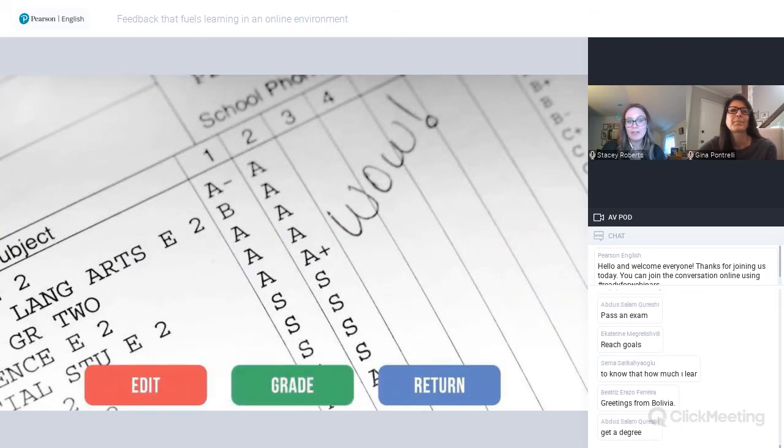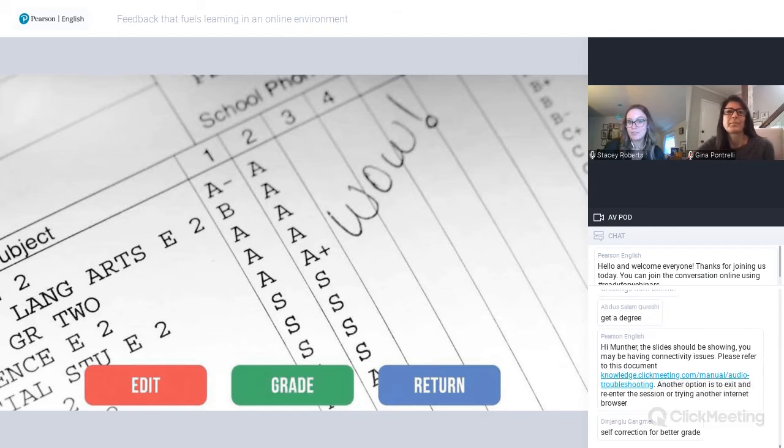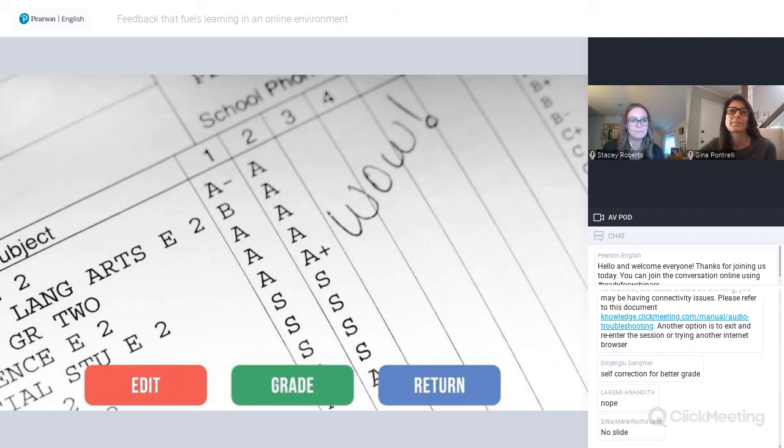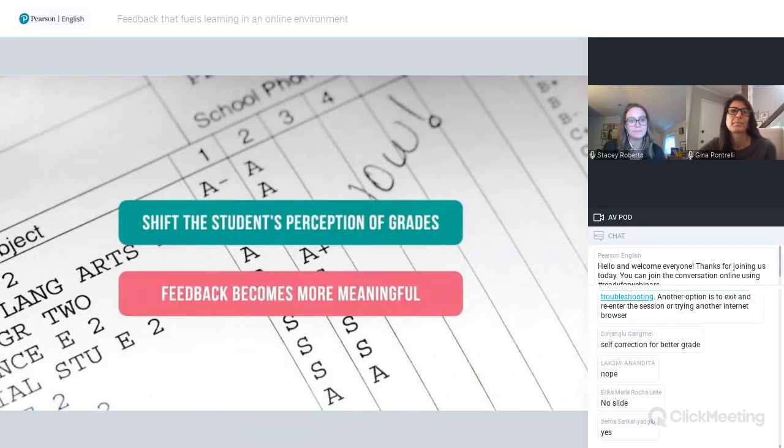When you provide feedback, do you offer a grade each time? Are you mindful of providing feedback that will help the student understand how to improve their work in order to get a better grade on a future assignment? Sometimes we edit, grade, and return assignments because it is unknown if the student will submit the assignment again. However, when we are able to shift a student's perception of grades, feedback becomes more meaningful.